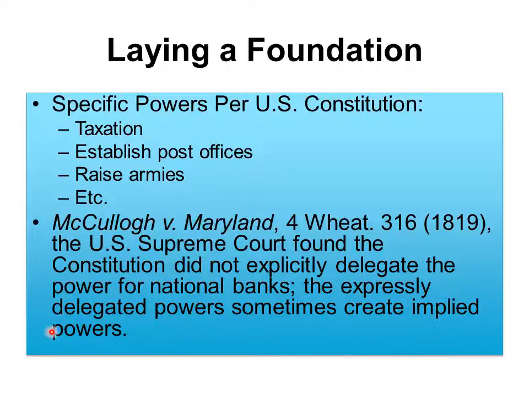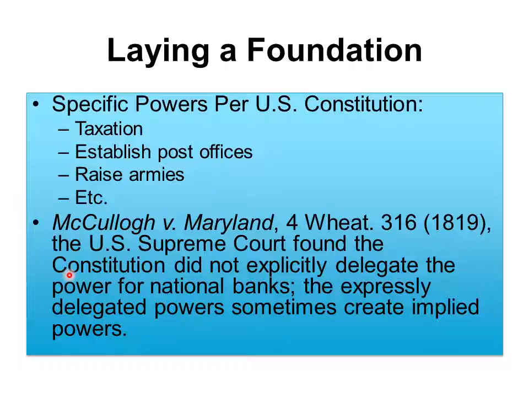And what happened in McCullough versus Maryland is the court looked at the Constitution, because remember, one of the court's jobs is to interpret the law. And when someone doesn't understand what the Constitution says or means, and maybe the United States government is doing something, in this example of McCullough versus Maryland, establishing a national bank, maybe a group is not comfortable with the government having enough power, so they ask the United States Supreme Court to interpret the law.